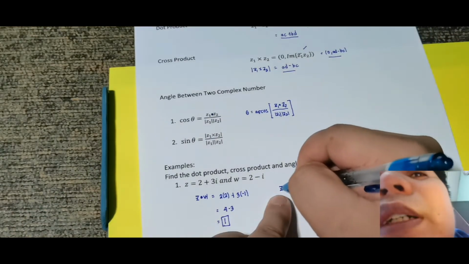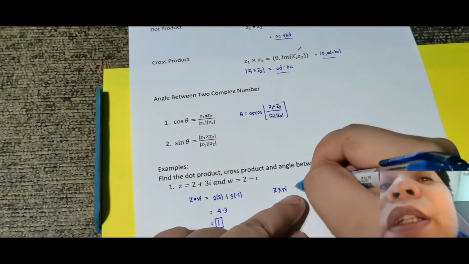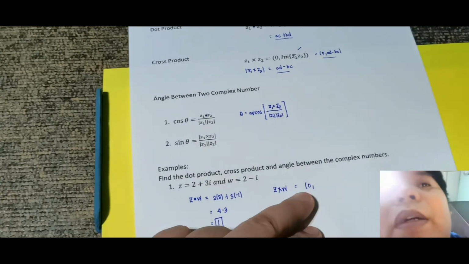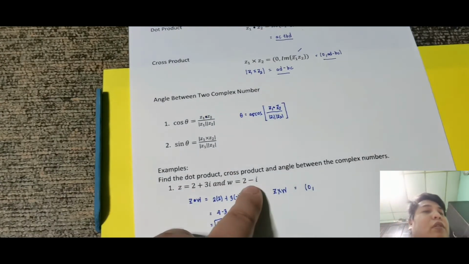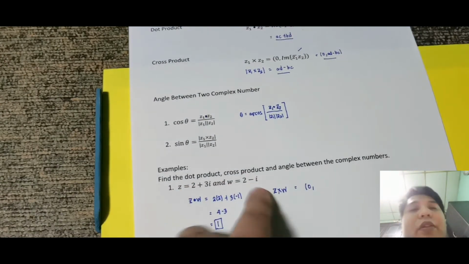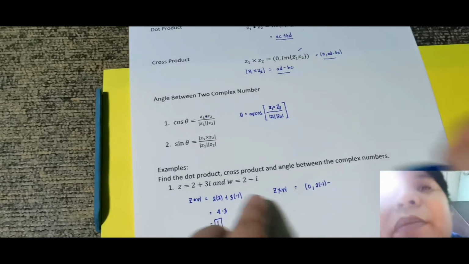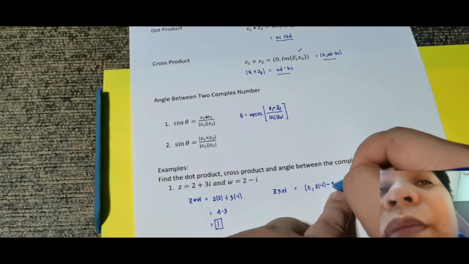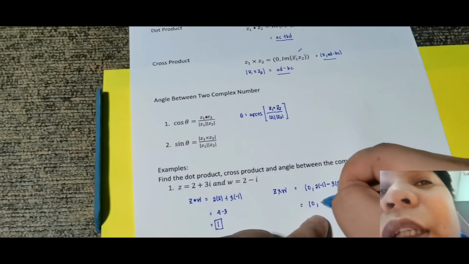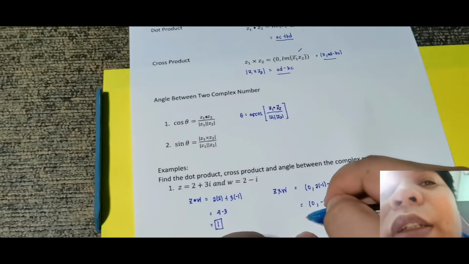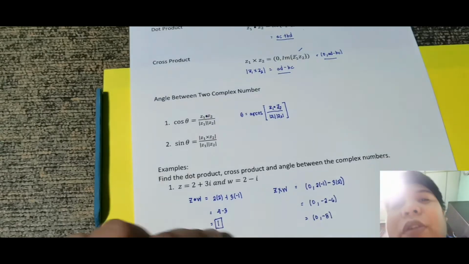Next is yung cross product. Let's have Z cross W. So this is simply equal sa 0, comma, that is AD minus BC. So AD minus BC or yung outer. So outer real part na ito times imaginary part nun. So that is 2 times negative 1 minus 3 times 2. Okay, which is equal sa 0, comma, negative 2 minus 6, sorry. And that is 0, comma, negative 8. So ito yung cross product.